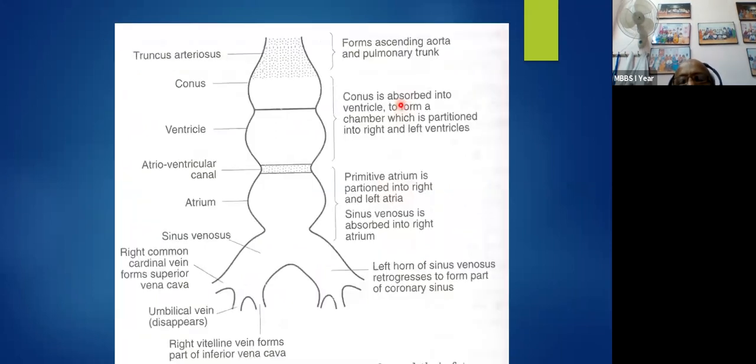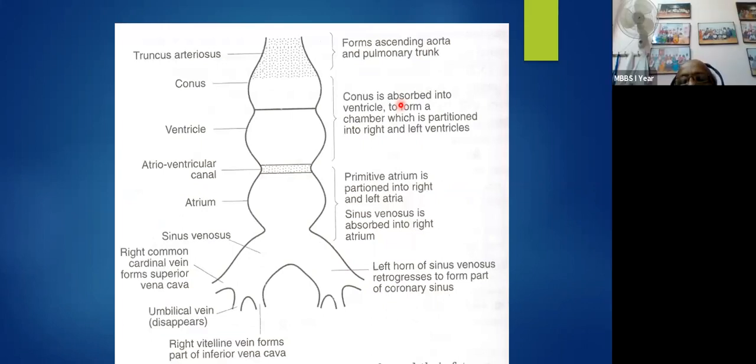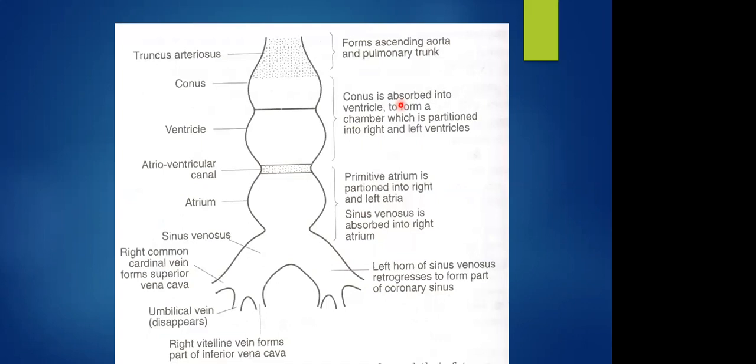So now you see what structures are derived from each. As a summary, you can see. Please read. Any one of you, read what is derived from the truncus arteriosus? Forms ascending aorta and pulmonary trunk. Yes. Note that the ascending aorta originates from the truncus arteriosus.